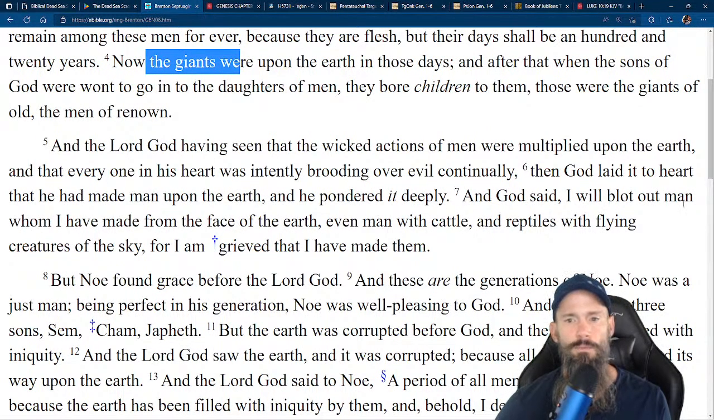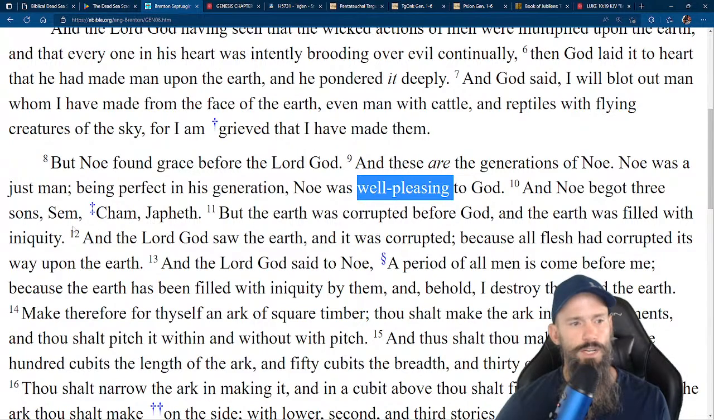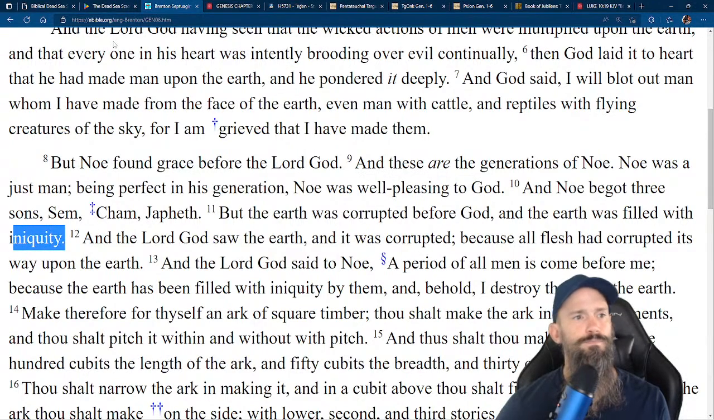And Yahuwah said, I will blot out man whom I have made from the face of the earth, even man with cattle and reptiles, with flying creatures of the sky, for I am grieved that I have made them. But Noah found grace before Yahuwah, and these are the generations of Noah. Noah was a just man, being perfect in his generation. Noah was well pleasing to Yahuwah. And Noah begat 3 sons, Shem, Ham, and Japheth. But the earth was corrupted before Yahuwah, and the earth was filled with iniquity, lawlessness.